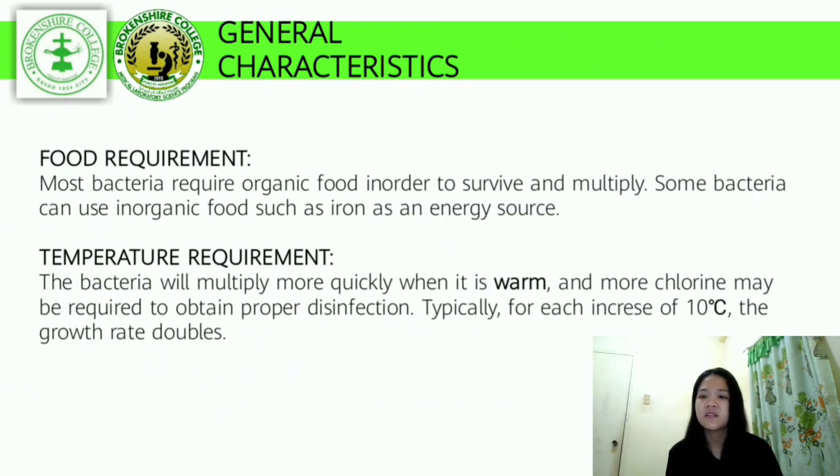Next is the food requirement. Most bacteria require organic food in order to survive and multiply. The food comes from plant and animal material that gets into water where bacteria exist. Some bacteria can use inorganic food such as iron as an energy source. The bacteria convert the food into energy and use the energy to make new cells. These bacteria can exist and multiply even when organic pollution is not present.